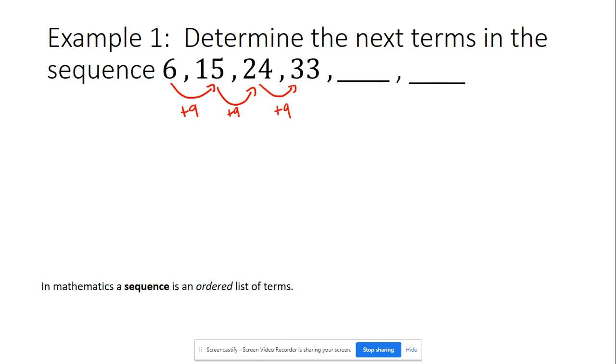If I keep following this pattern, the next term in my sequence would be 42 and then 51. This is by going plus 9: 33 plus 9 is 42, and 42 plus 9 equals 51. So with the first example, nice and easy, we're just filling this one in.